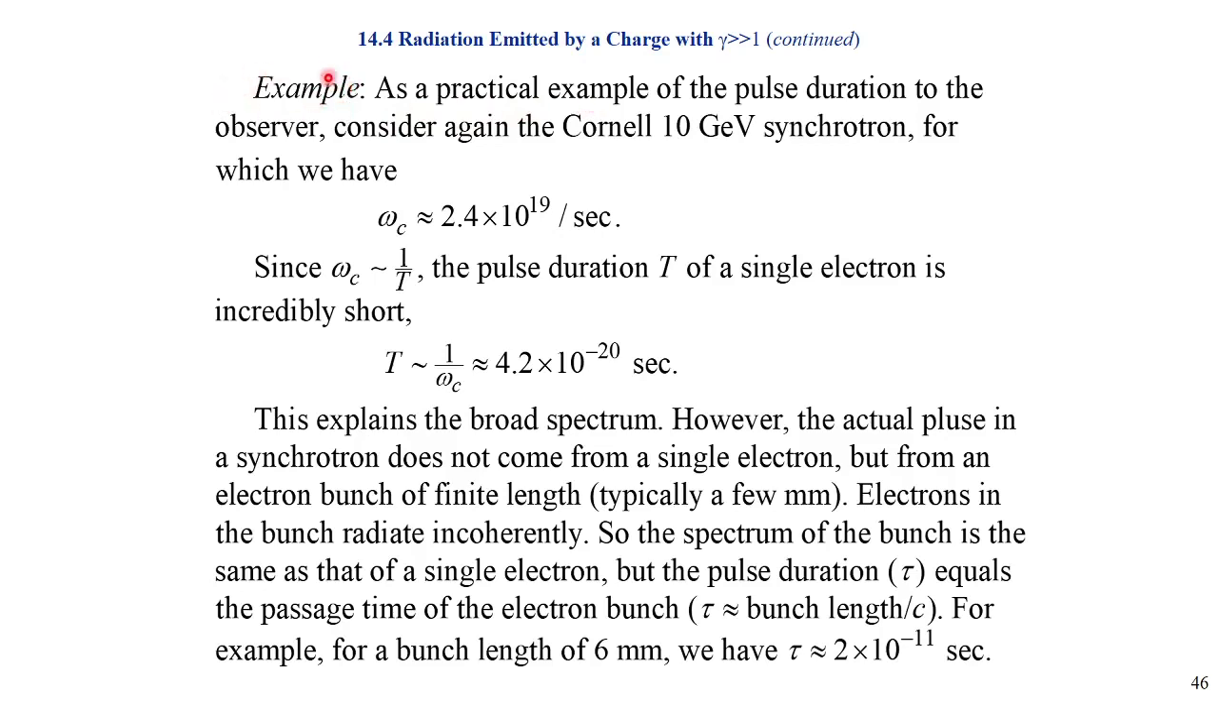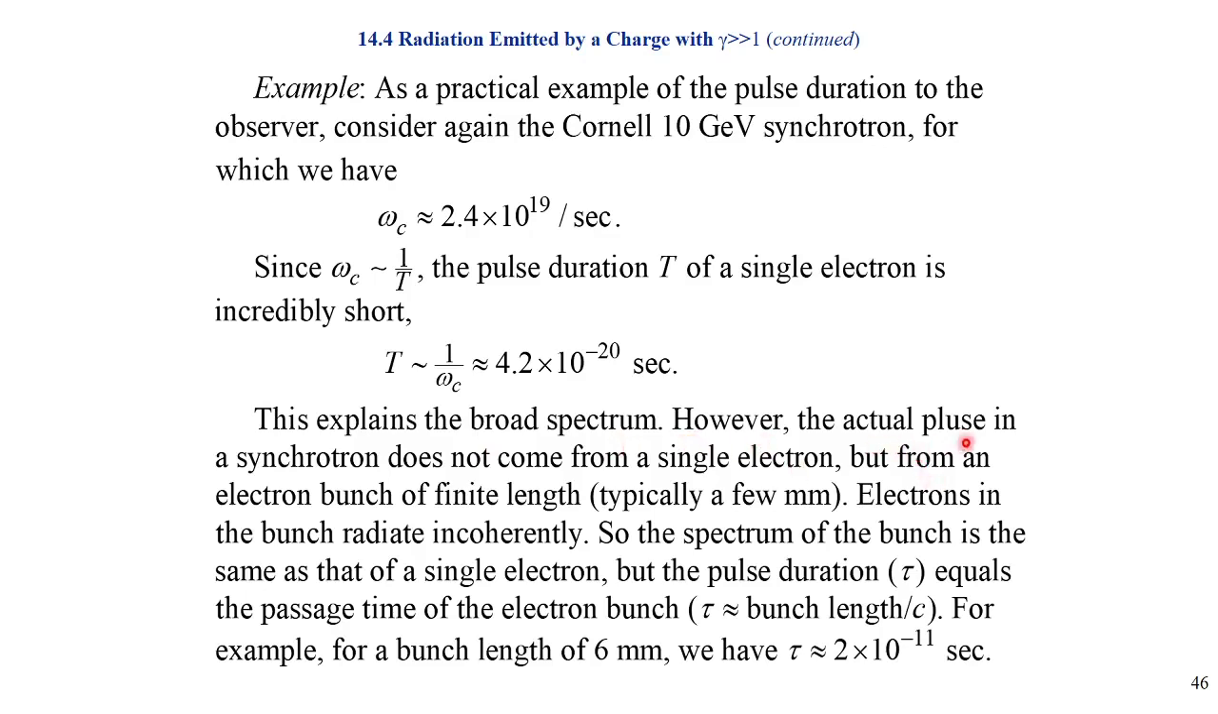Here I will give you an example to calculate the frequency again. The pulse duration to the observer: consider again the Korean 10 GeV synchrotron, for which omega c equals 2.4 times 10 to the 19th per second. Since omega c is 1 over t, the pulse duration of a single electron is incredibly short, extremely short. This explains the broad spectrum.